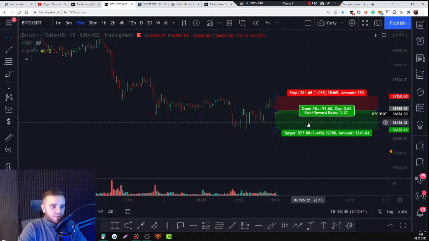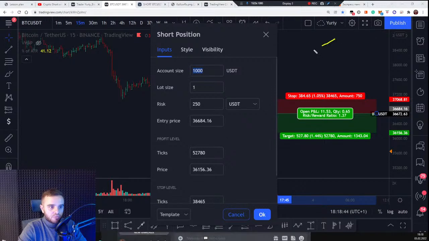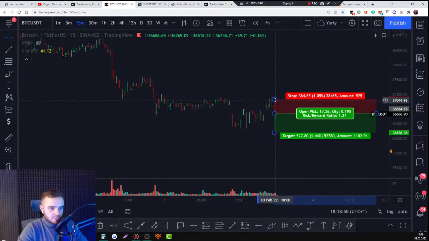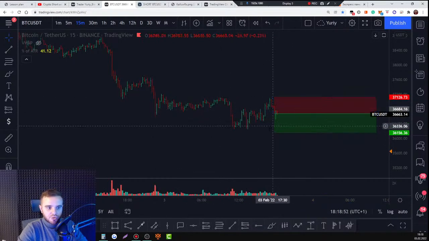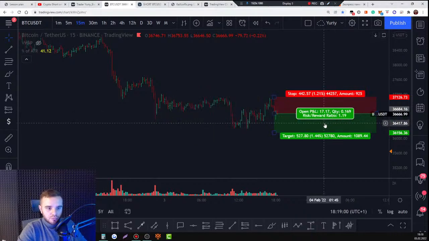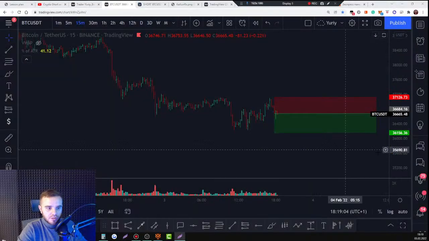Your risk per trade would be $75. What you do, you open TradingView and write here $75, and depending on, for example, whether you take a short trade right now on Bitcoin, like a real example, TradingView will show you this stuff.